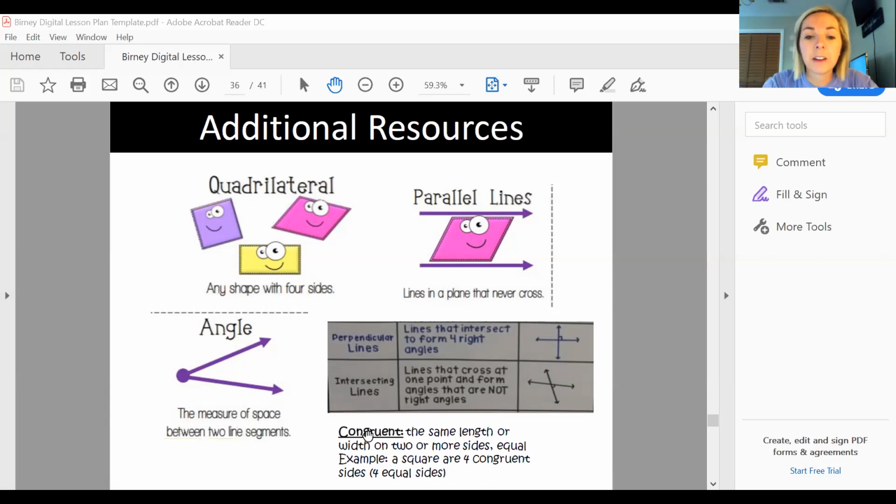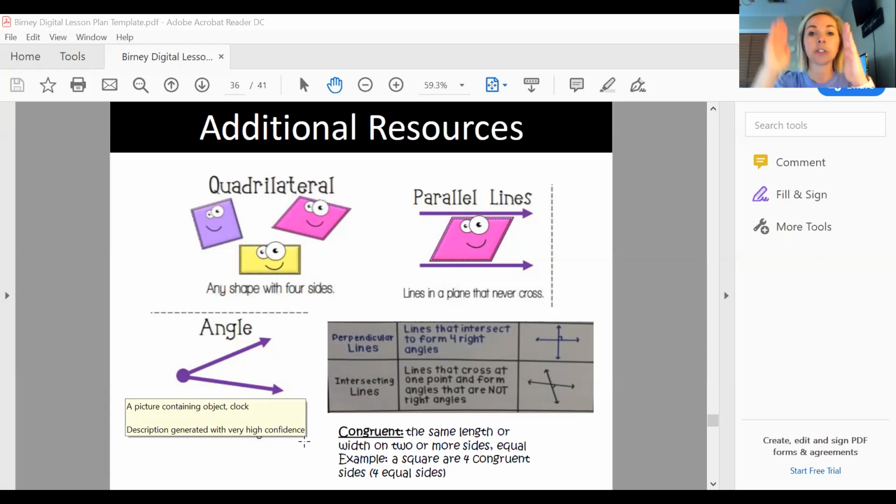You also have this definition down here, which is congruent. You will see that on your sheet tonight. So congruent means that they're the same length. So for example, a square has 4 congruent sides. That means if one side of a square is 4 inches, the other side is 4 inches, the other side is 4 inches, the other side is 4 inches.